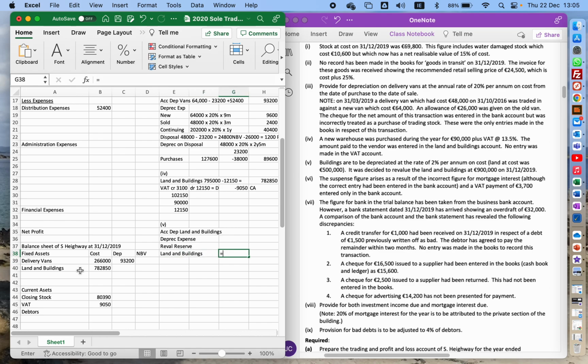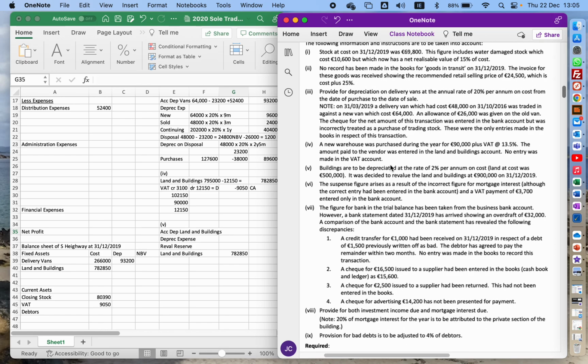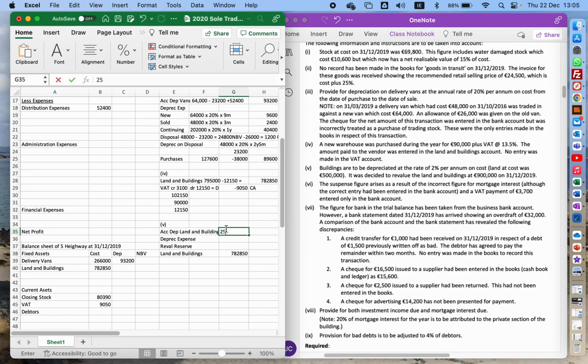So the land and buildings figure, we're starting off with what I had from the previous one, which is the 782. Accumulated depreciation on land and buildings. Let's have a look and see what we have in our trial balance. So land and buildings cost 795, 770 there, the difference is 25. Okay, so 25 is going to be the figure I'm starting off with in my accumulated depreciation. We're going to add on to that our depreciation expense. So buildings are depreciated 2% on cost. Okay, land at cost is 500. So if I take 500 from 782, that'll give me 282.